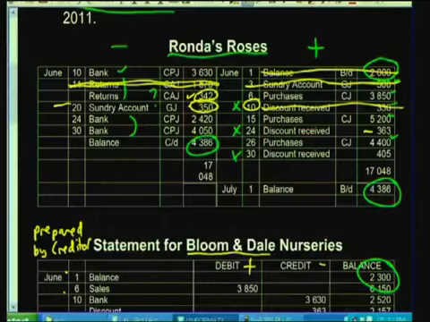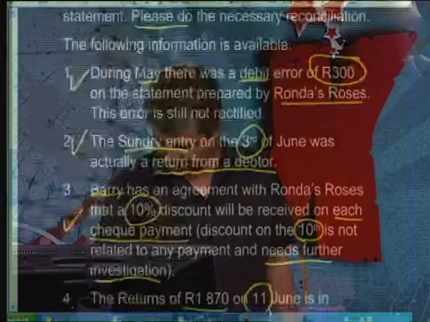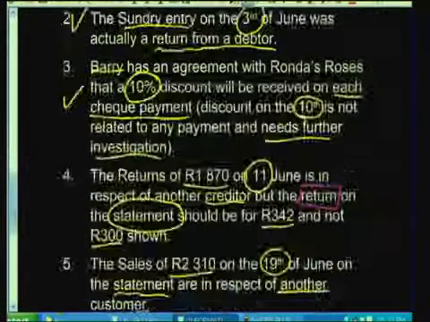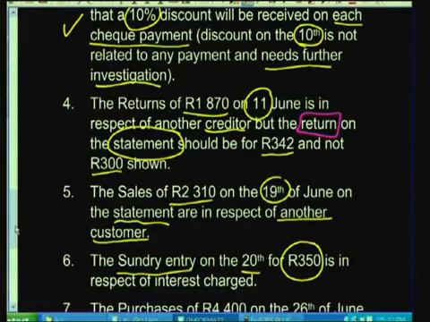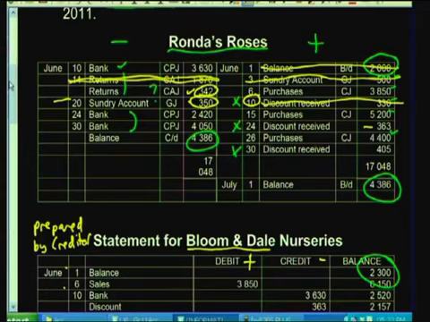Just to jog your memory, the returns was the one where Bloomendale Nurseries got it right. In other words, our amount of 342 Rand was correct. That was this previous adjustment, adjustment number 4, which told us that the return on the statement should have been for 342 Rand, and we updated the account on the creditor's reconciliation statement. So our amount was correct, and so we can already enter that number in our books, the 342, and we can enter the sundry account in our books, but we have to fix it.